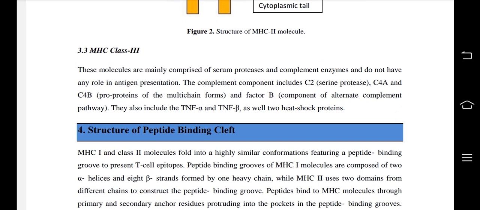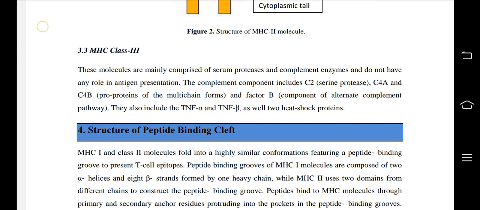MHC class 3. These molecules are mainly comprised of serum proteases and complement enzymes and do not have any role in antigen presentation. The complement components include C2, serine protease, C4a and C4b, pro-proteins of the multi-chain forms, and factor B, a component of the alternate complement pathway. They also include TNF alpha and TNF beta as well as two heat shock proteins.